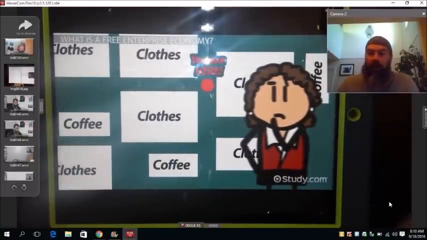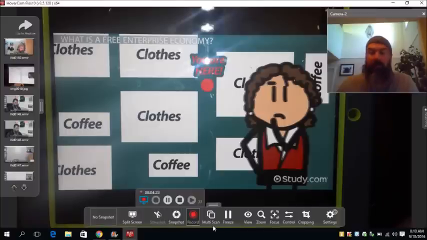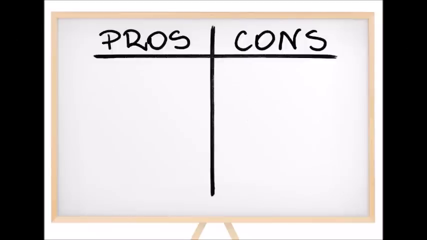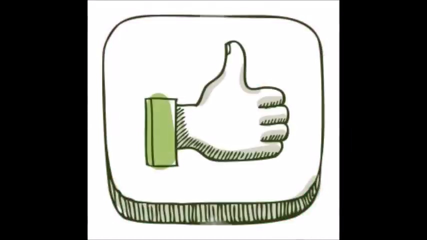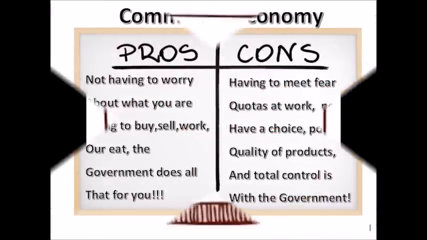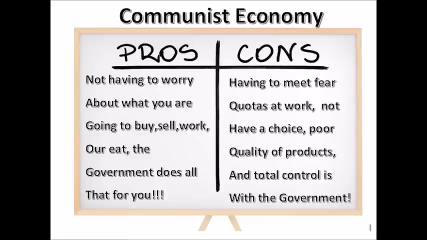So remember, our three types of economy are a communist economy, a socialist economy, and then the free enterprise economy. So let's go ahead and move on to the pros and cons of these three different types. Pros and cons. Let's go ahead and start with the communist economy.